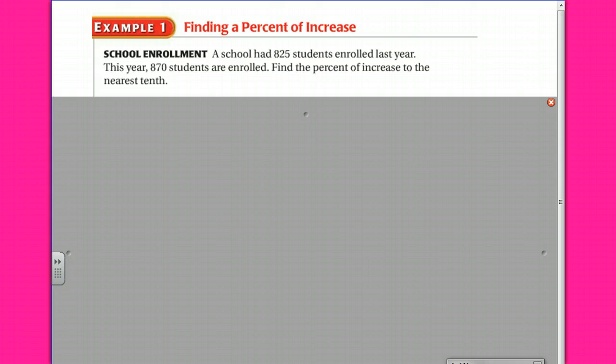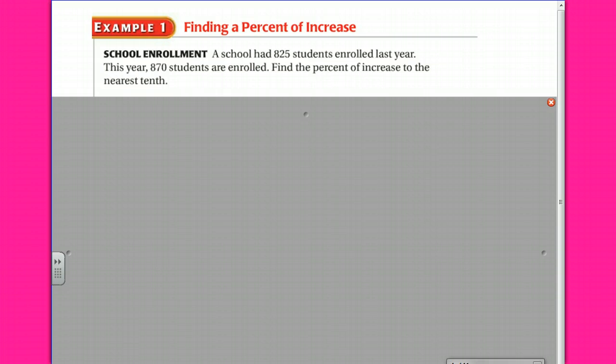870, good. Minus 825. And does anybody know what that difference is? What is it? 45, good job. And what would we put that over? 45 over? Everyone, the original was? No, 825 was the original.